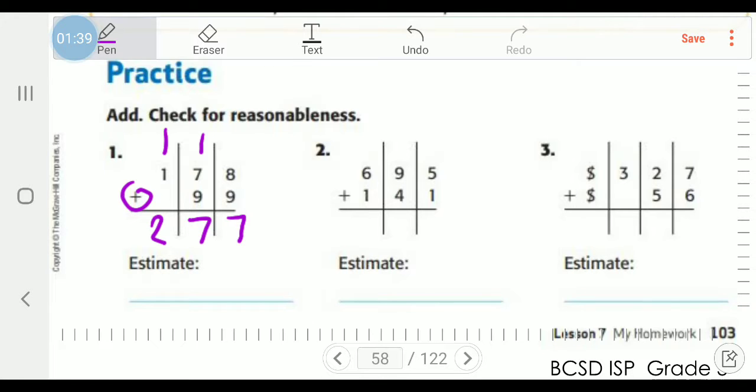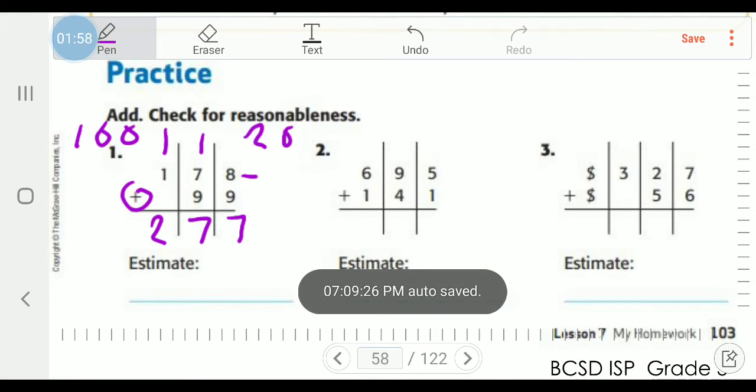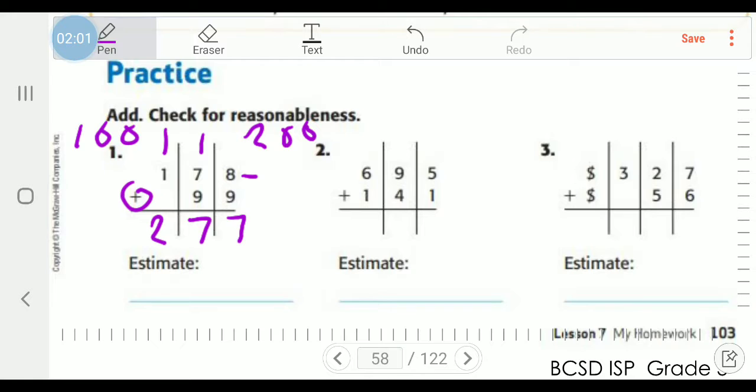What that means is I'm going to go up here to this 178 and I'm going to round it. 178 comes between 100 and 200. So 100 would be my round down choice. 200 would be my round up choice. And since 78 is more than halfway, because halfway is 150, 178 is more than halfway across from the 100 to the 200, we're going to round up to the 200.